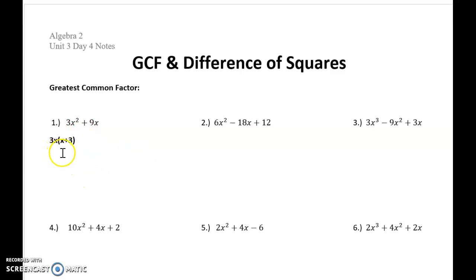And notice there's nothing left to factor. We want this thing inside the parentheses to be linear, meaning it has an exponent of 1. And so I have something linear on the outside, something linear on the inside. I have done as much as I can do.